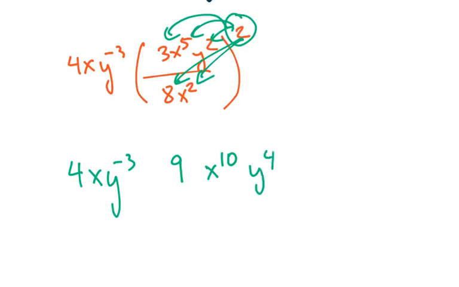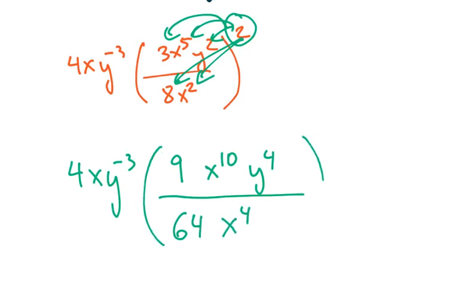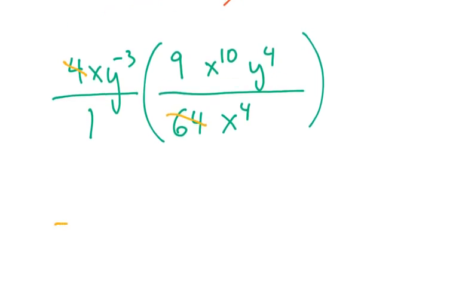On the bottom, we're going to be left with 8 squared, which is not 16, but 64. And then x to the 4th, right? 8 squared means 8 times 8, which is 64. And this is over 1. Now, the other nice thing about this is the 4 and the 64 are going to divide out and leave me with 16 on the bottom. 64 divided by 4 is 16.